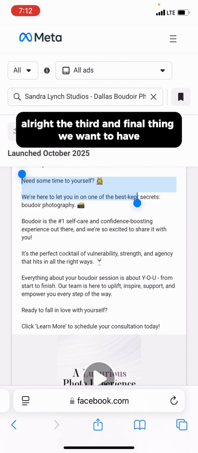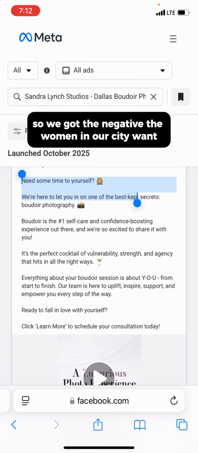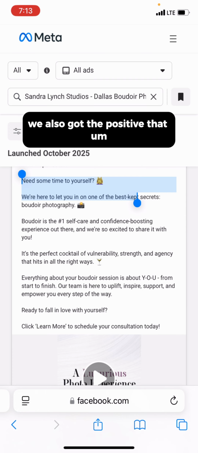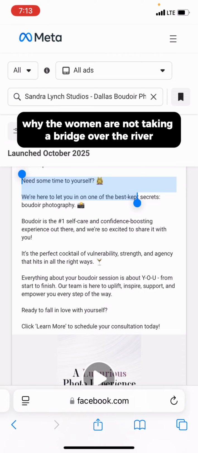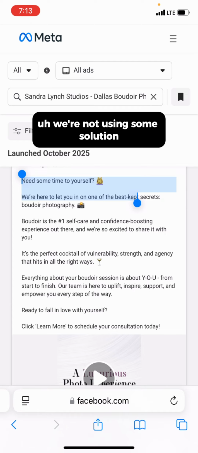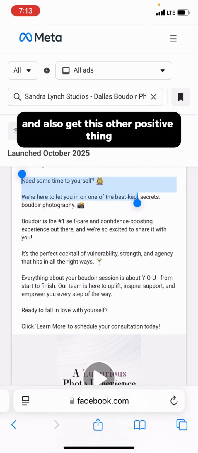All right, the third and final thing we want to have in the See More headline is a hesitation/roadblock. So we got the negative, the women in our city want to get away from. We also got the positive that women in our city want. And yes, we test all this stuff. The data tells us which one's most resonating. And we also need a hesitation/roadblock, some reason why the women are not taking a bridge over the river, not taking a boat over the river, or not using some solution, either ours or a competitor's solution, to get away from the negative and also get this other positive thing.